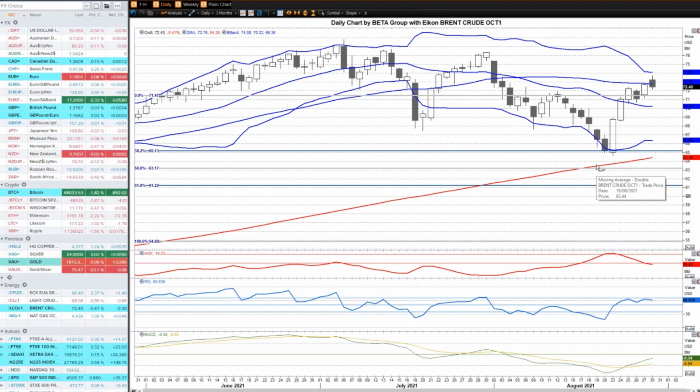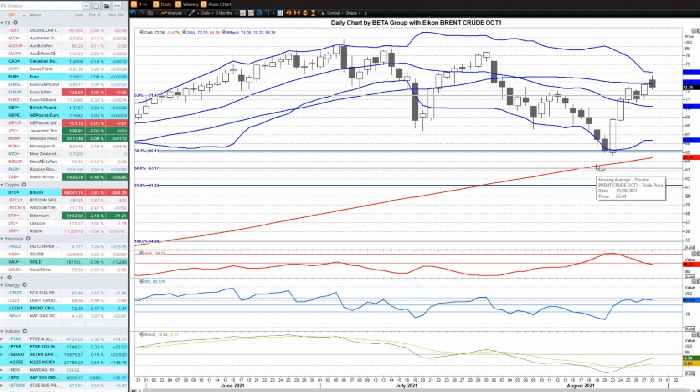This is a case of the tail wagging the dog. The tail is definitely making new highs. The dog, which is the Brent crude itself, is slow, but I think it can. You need more crude oil if you're going to make products from the crude oil.